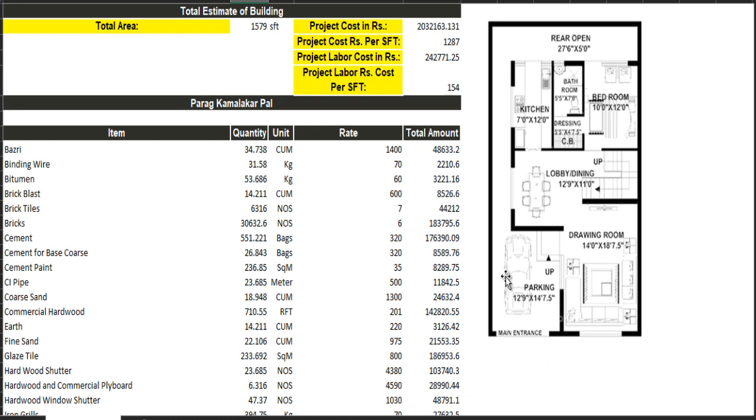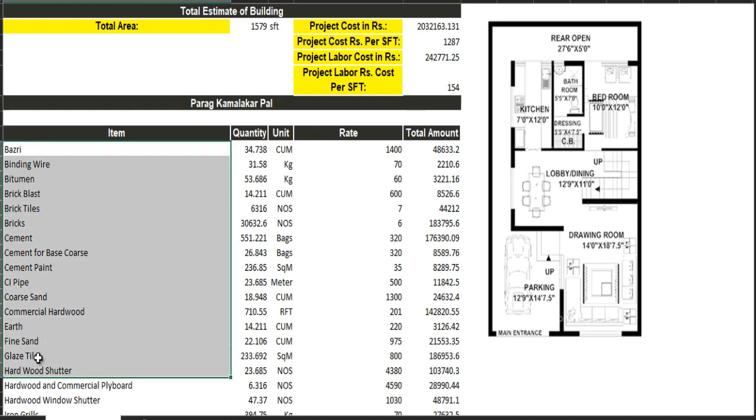Okay, so now here we have the plan of 1579 square feet. And the cost of this particular building we are getting with respect to all the rate analysis as 20.32 lakh rupees. The labor cost we are providing for this overall construction is 2,42,771. So the project cost including the labor, material and everything per square feet is 1,287, and the labor cost per square feet is 154, right?